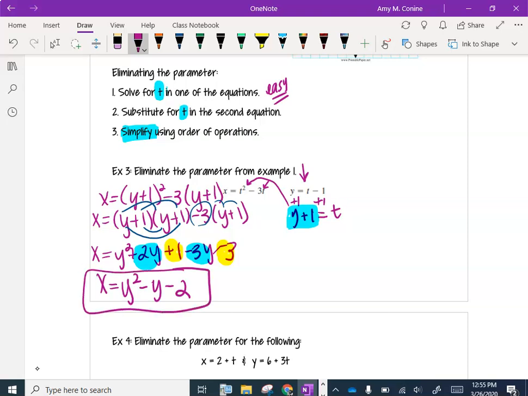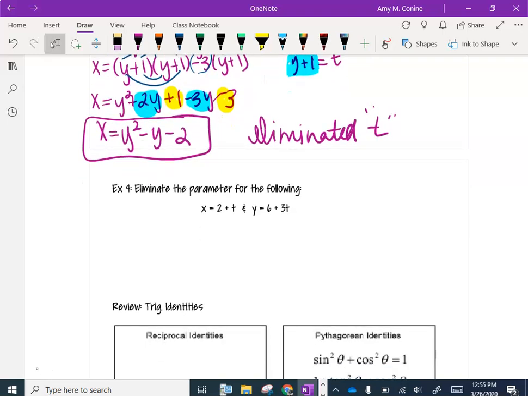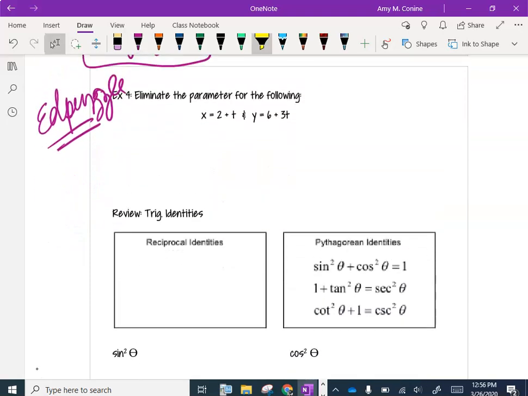I eliminated the parametric, which means I eliminated t. So you're eliminating t, and now we just have x's and y's. That's all we have. All right, so I'm going to have you do this one on your own. And then I'm going to make a second Edpuzzle video for this next part. This is going to be part 2 for 6.2.